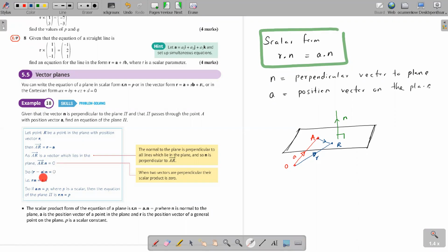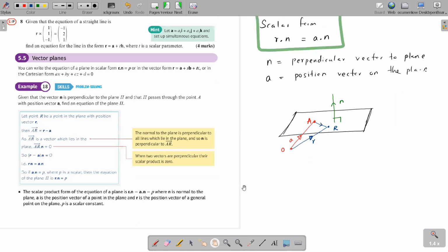Then AR is r minus a, so (r minus a) dot n is 0. Then you open this with n: r dot n minus a dot n. The minus a dot n goes to the other side and you end up getting r dot n equals a dot n, which is this equation. That's how it's proved. So the vector equation of the plane is r dot n equals a dot n.